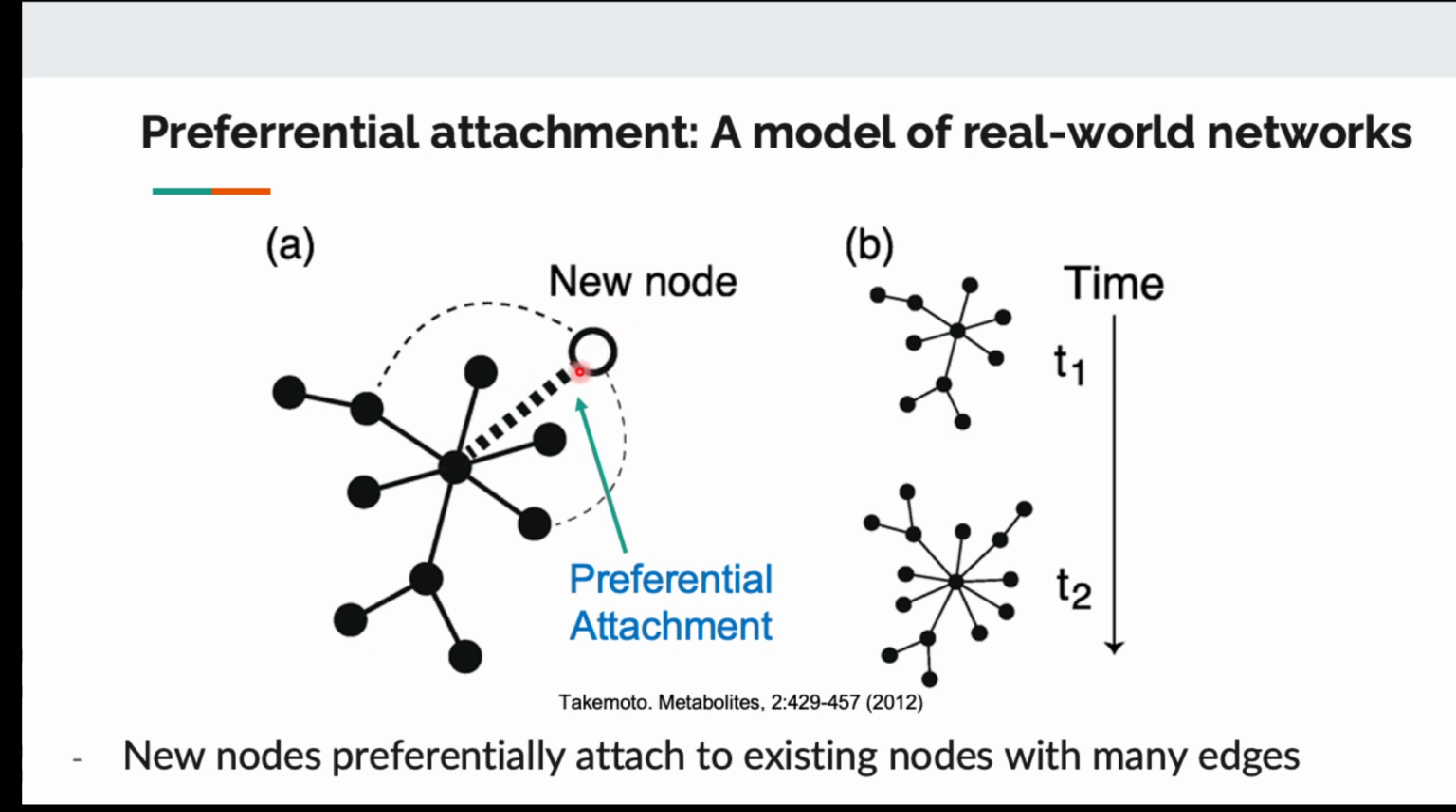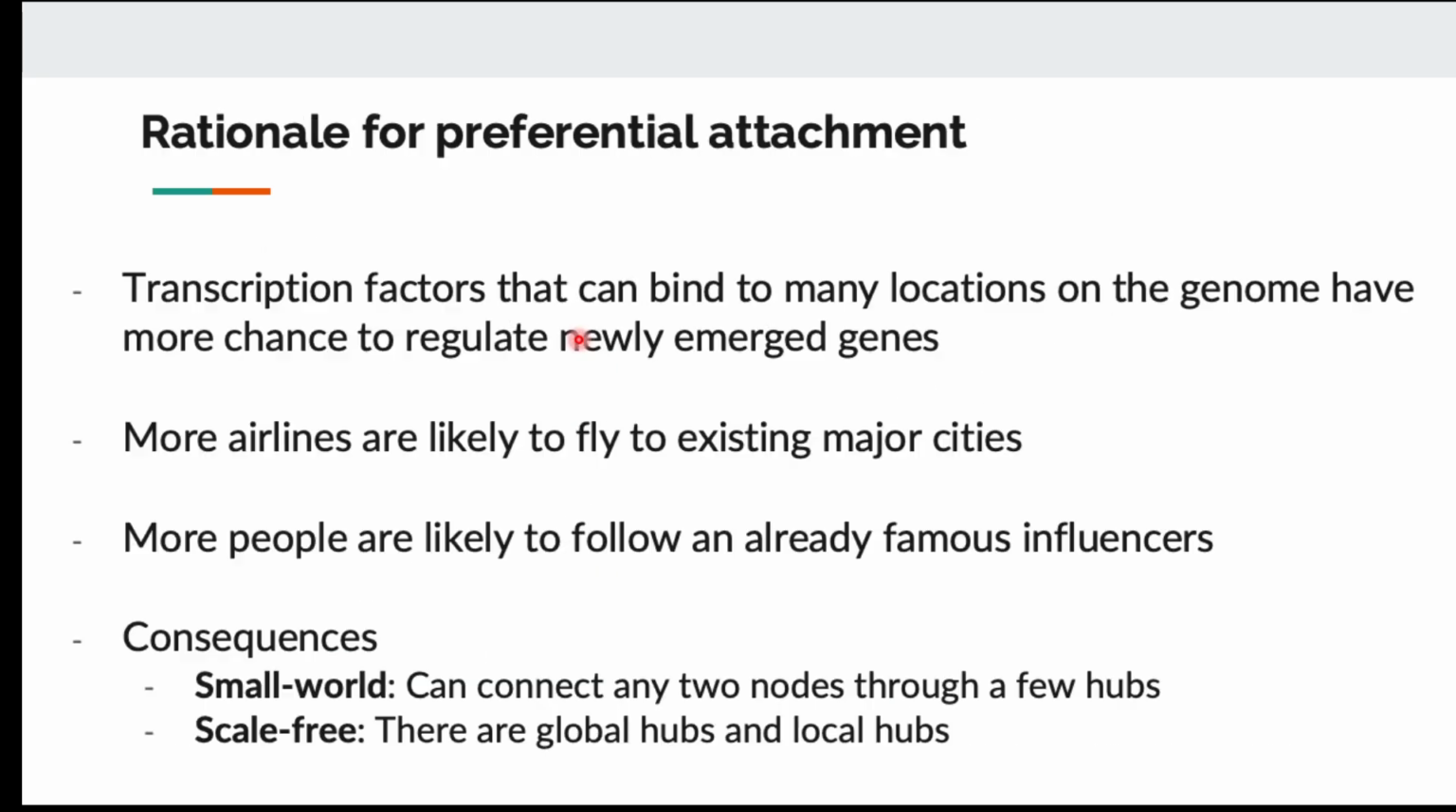In biology, they don't have a clear explanation, but what we can imagine is, for example, a transcription factor, which is already a hub, can bind to multiple locations on the genome. So when you have a new gene, it appears somewhere on the genome. So there is a chance that it will appear near a certain transcription factor binding site, and that binding site might facilitate the transcription of that gene when it emerges.